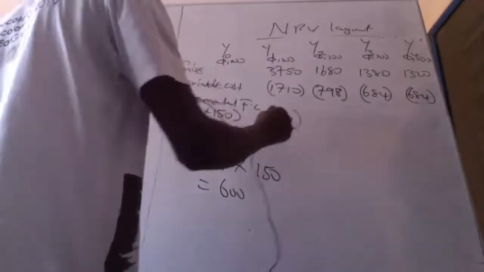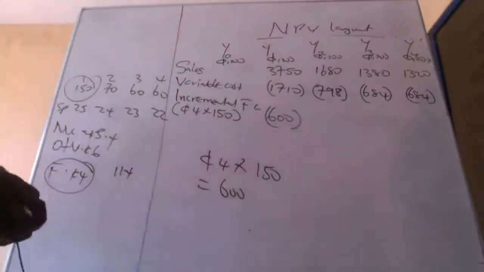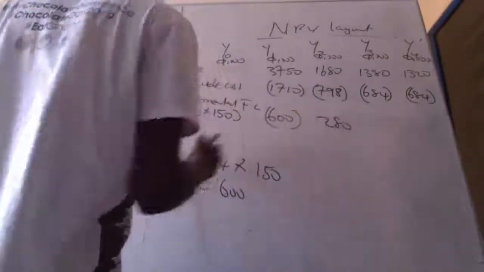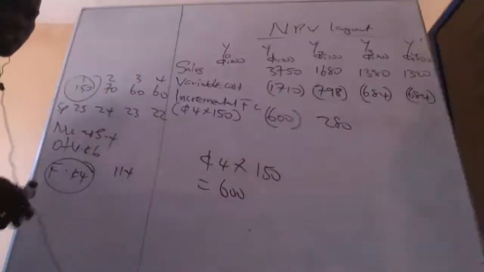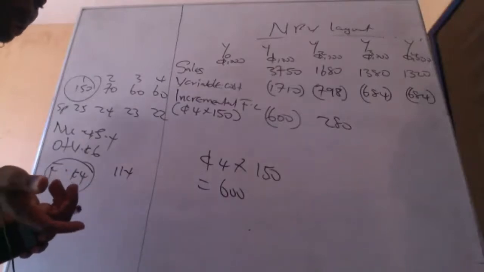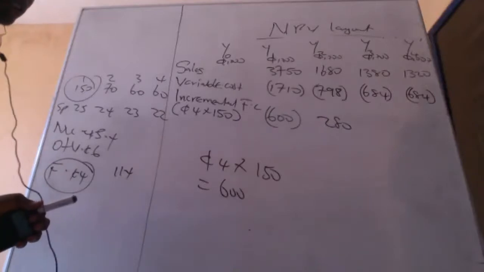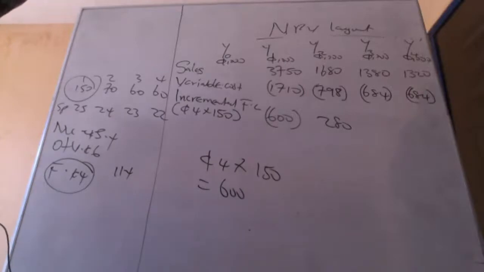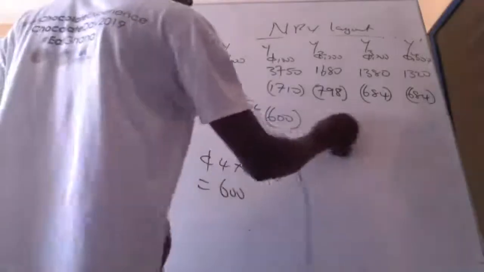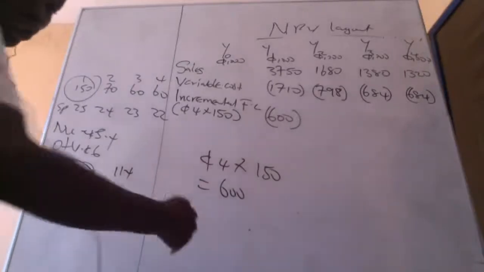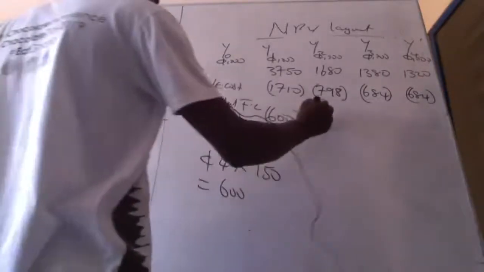Okay. Now, fixed cost is fixed within a relevant range. So if you are getting 280, you multiplied the 4 by what? 70? It means that you have made it a variable cost. Meanwhile, it's a fixed cost. So the truth of the matter is that if the fixed cost is 600 for the first year, it will continue to be fixed for all the other years.